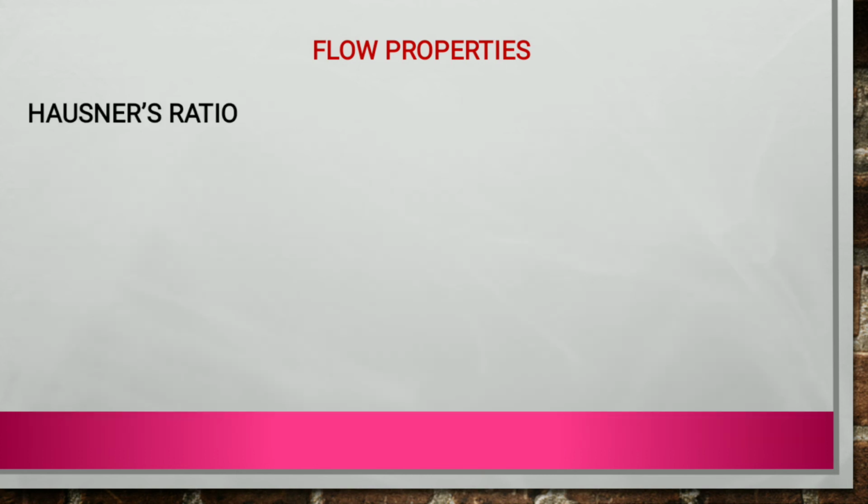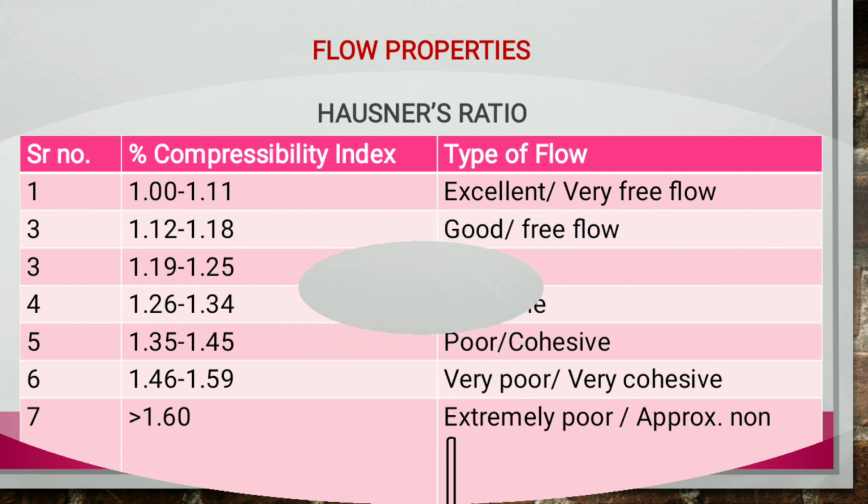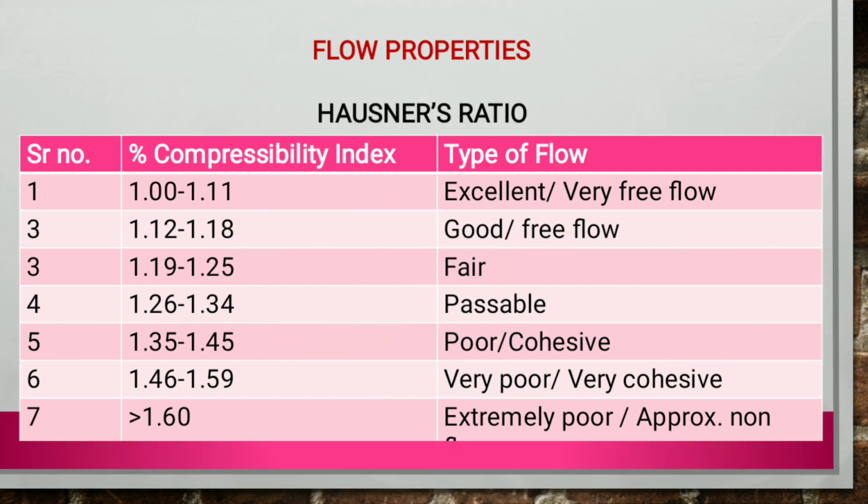Then the next one, Hausner's ratio. Hausner's ratio as such is related to interparticulate friction and as such could be used to predict powder flow characters. Hausner's ratio can be given by tap density upon bulk density. This table indicates the various values for Hausner's ratio. I apologize. In this slide, instead of percent compressibility index, it has to be Hausner's ratio.